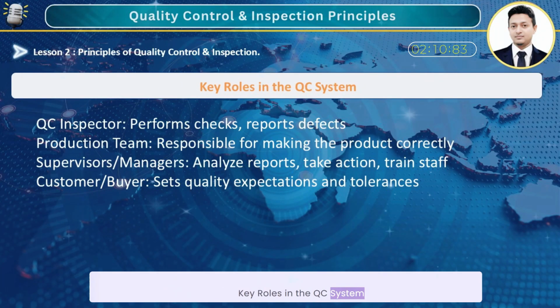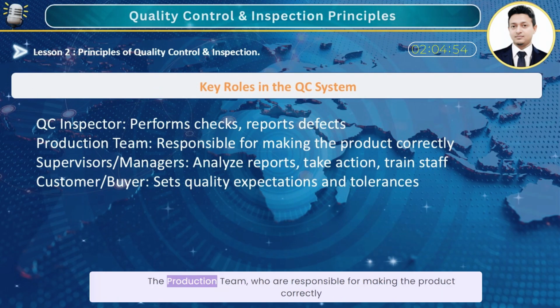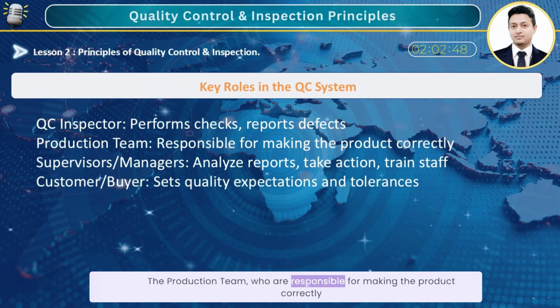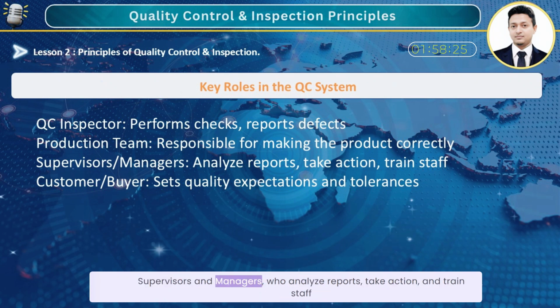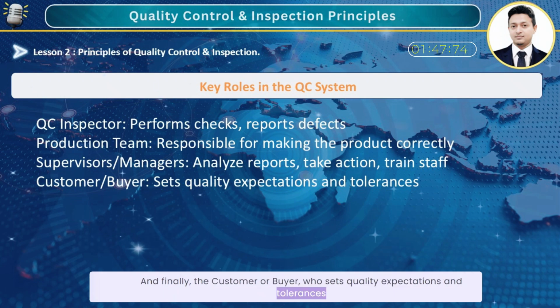Key roles in the QC system. The QC inspector, who performs checks and reports defects. The production team, who are responsible for making the product correctly. Supervisors and managers, who analyze reports, take action, and train staff. And finally, the customer or buyer, who sets quality expectations and tolerances.